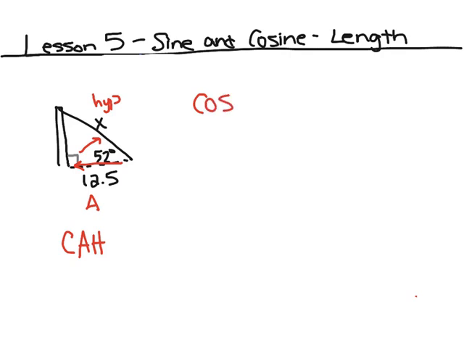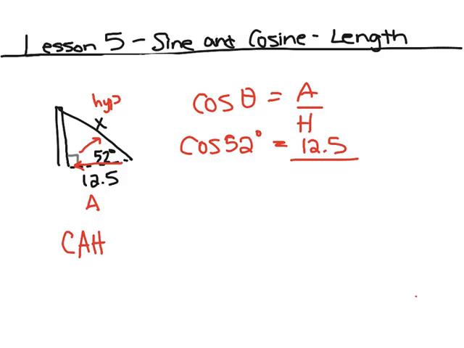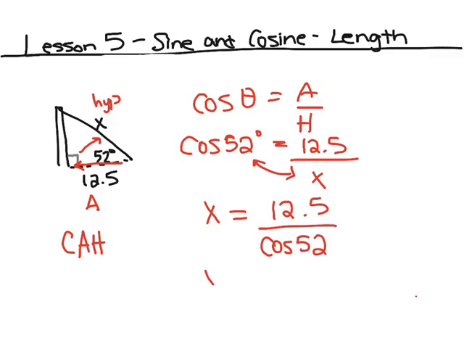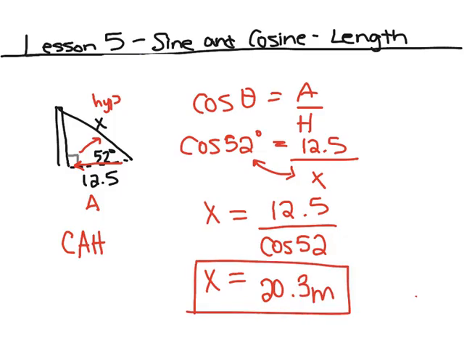So cos of theta is equal to A over H. And we know our theta is 52 degrees. Our adjacent is 12.5, and our hypotenuse is X. Because X is on the bottom, we're going to flip spots. So X is equal to 12.5 divided by cos of 52. Type that into your calculator: 12.5 divided by cos 52, you should get 20.3 meters. So the cable itself is 20.3 meters long.